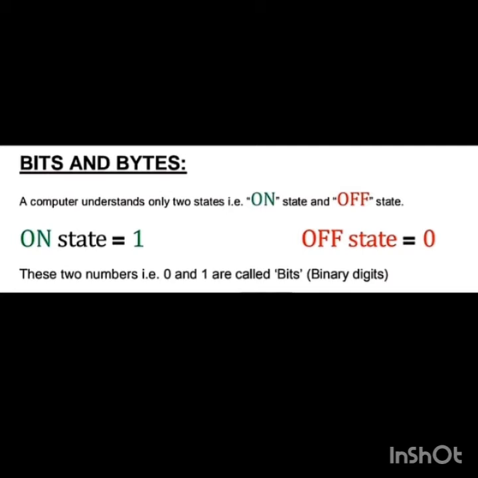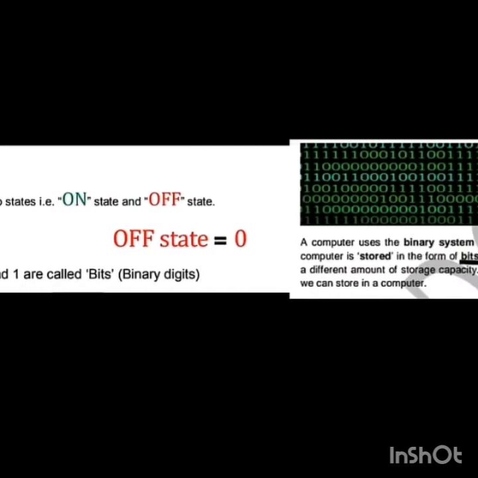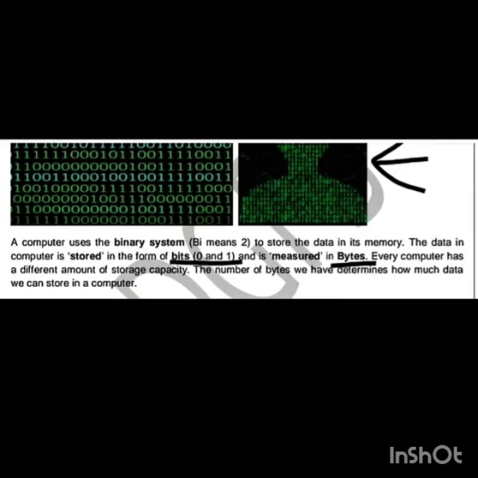So these two digits, 0 and 1, are referred to as binary digits, which a computer understands. A computer uses the binary system. Bi means 2. A computer only understands two states, the on and off state, and here bi refers to those two states. All the data in the computer is stored in the form of bits, zeros and ones.